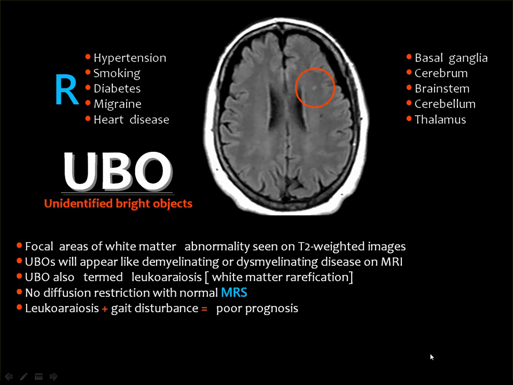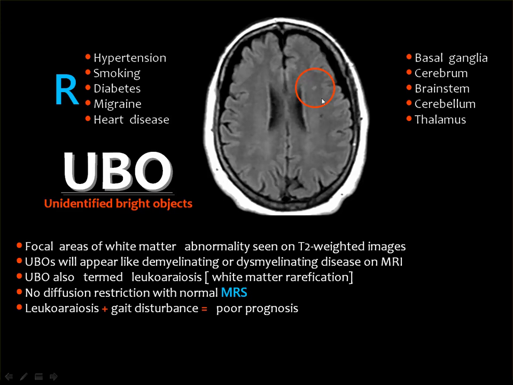Then these are the suspected reasons in the literature: hypertension, smoking, diabetes, migraine, and heart disease. They are not usually related to MS. And these patients should not be investigated for the possibility of MS, in my opinion.